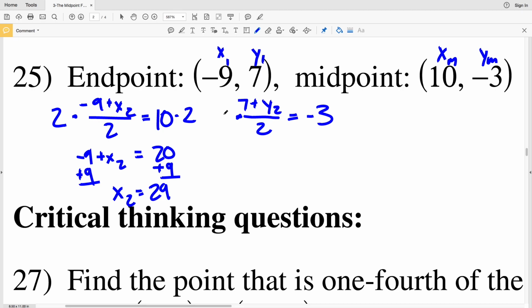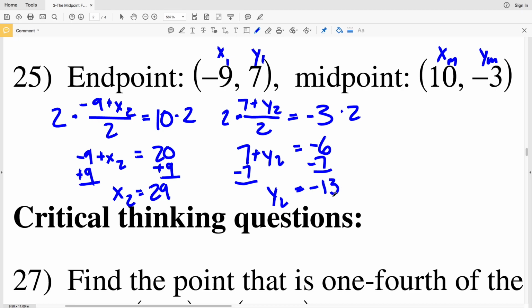Then, multiplying my y coordinate equation by 2, I'll get that 7 plus y sub 2 equals negative 3 times 2, which is negative 6. When I subtract 7 from both sides, I'll get that y sub 2 equals negative 13. So my x coordinate is a positive 29, and my y coordinate is a negative 13. So for my endpoint, I'll have (29, -13) as my solution in number 25.